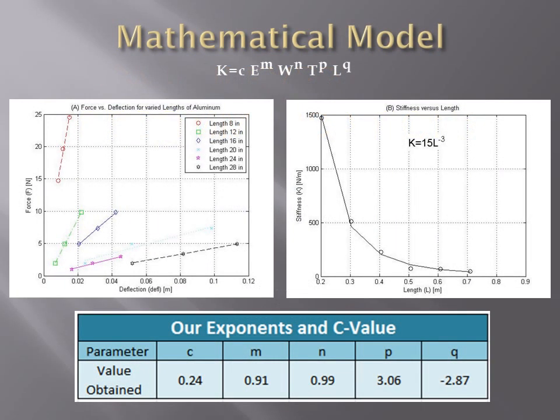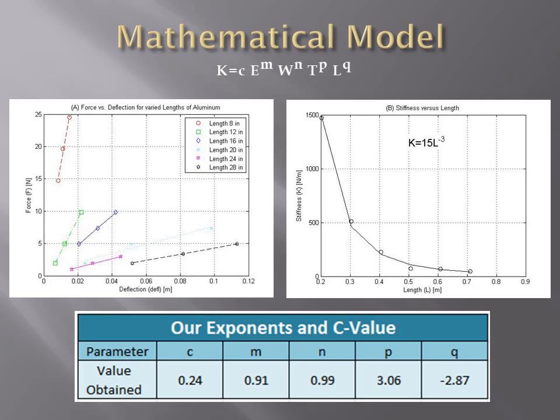To determine each exponent, we held all parameters constant except the one in question and recorded 4 separate data sets. For each data set, linear plots of force versus deflection were created. The slopes from these plots were used as stiffness, and a power trend line was fitted to stiffness versus the altered parameter. On this slide, you can see examples of our plots for force versus deflection and stiffness versus length.